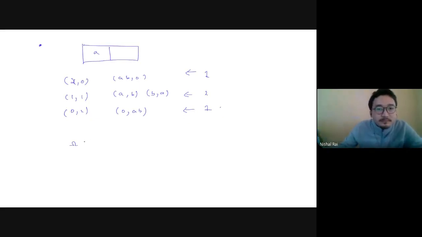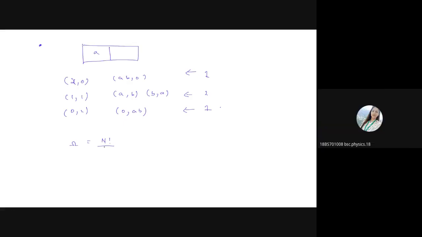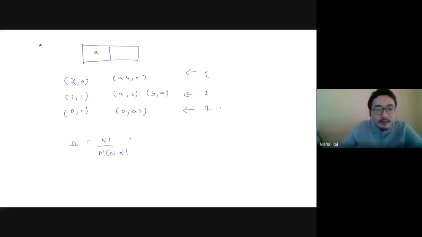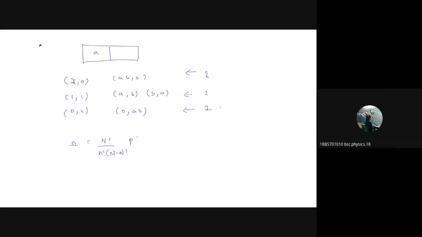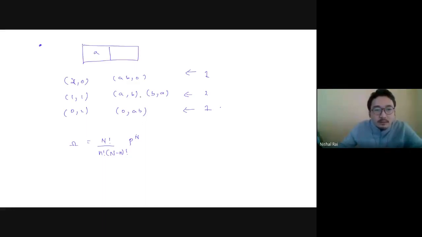We can directly write this as omega equals how much? Do you remember, N factorial divided by what? N factorial small divided by what? Since it is just a binary system, it is a binomial distribution. So how much will we get? N factorial, with 2 particles, and we want 1 in one box. Clear? 1 factorial divided by 1 factorial times the probability of this particle.